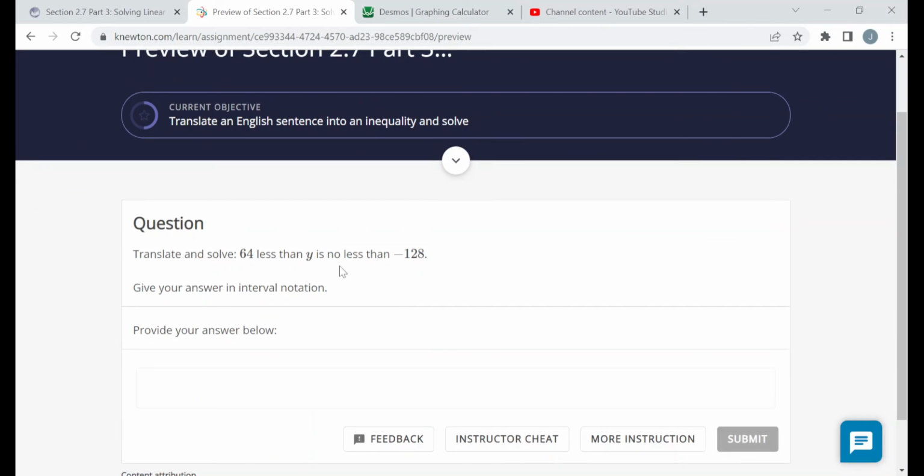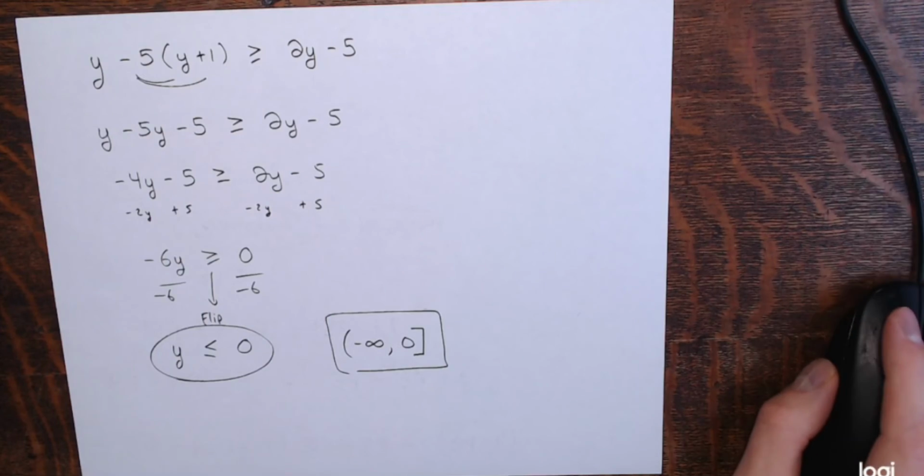All right, now no less than. Is no less than means is not less than. Well, if you're not less than something, that means you're greater than or equal to it. So is no less than means greater than or equal to. So I have y minus 64 is greater than or equal to negative 128. Right, so that's the inequality I'm writing out here.